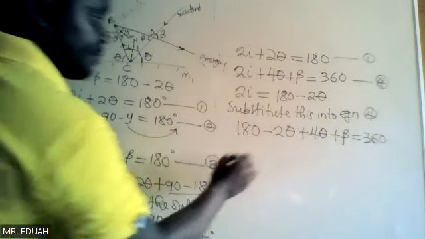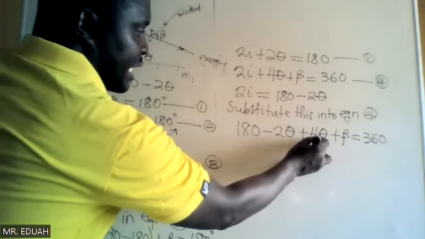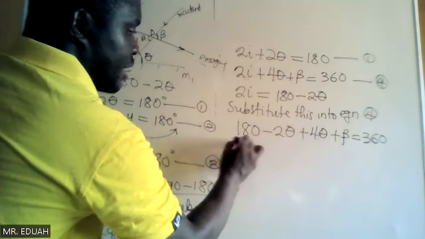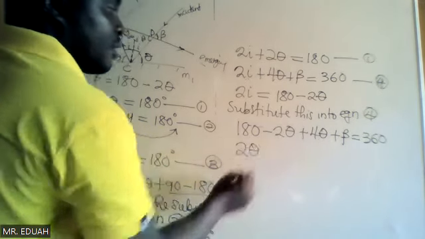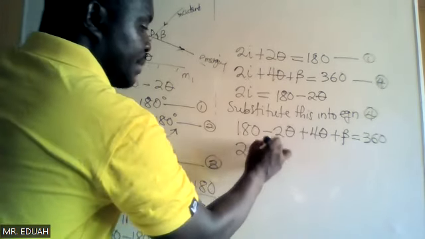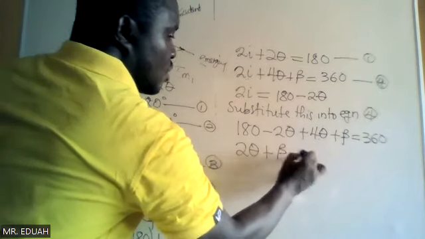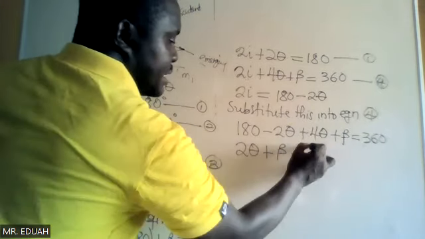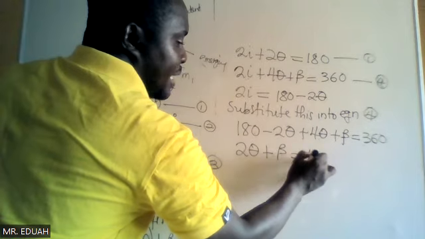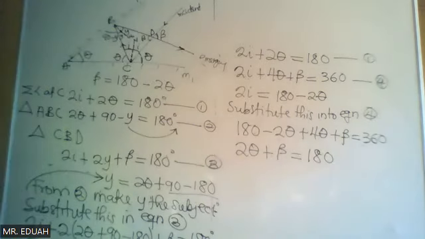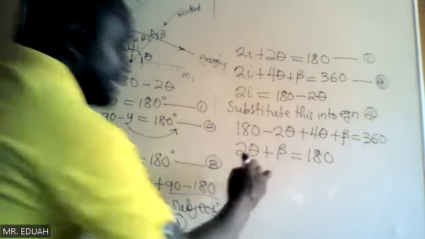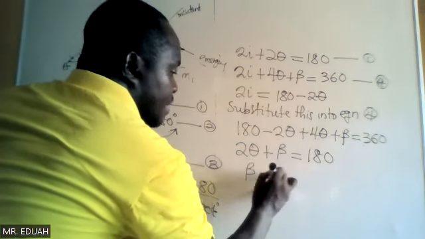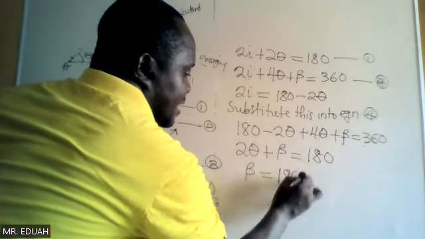Okay. Group like terms, 4 theta minus 2 theta. So you have 2 theta plus beta is equal to 360 minus 180. You have 180 degrees. We are proving this. So when you make beta the subject, then you can be smiling to the bank.